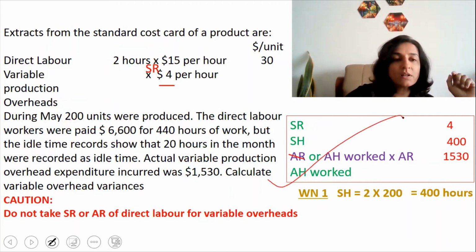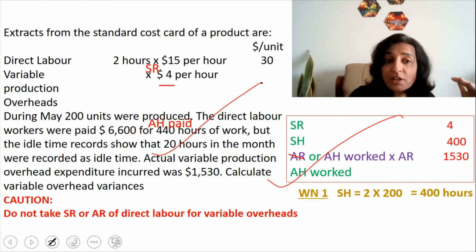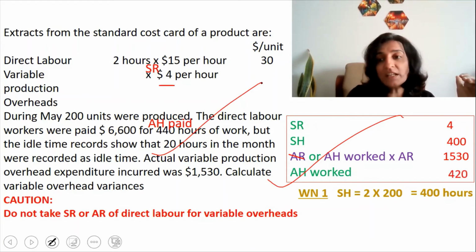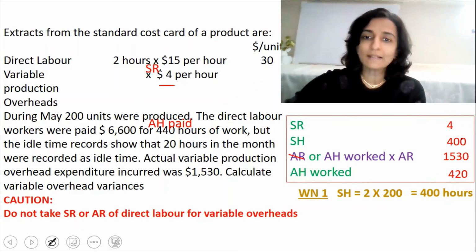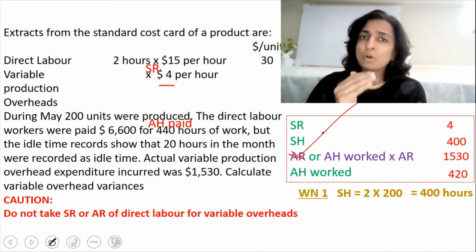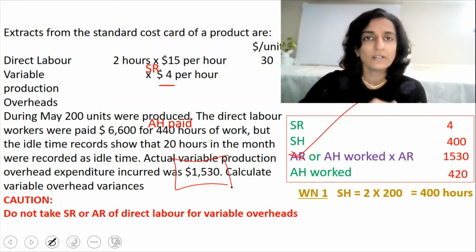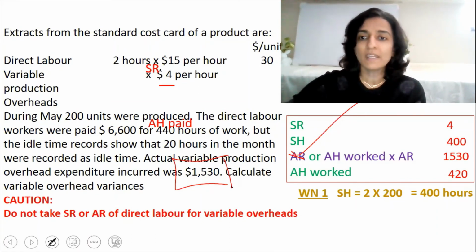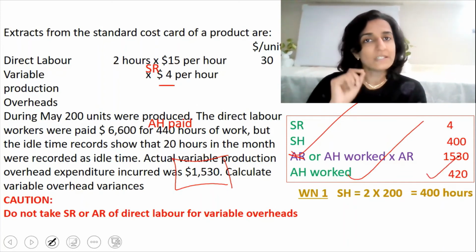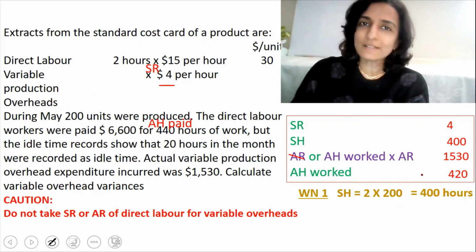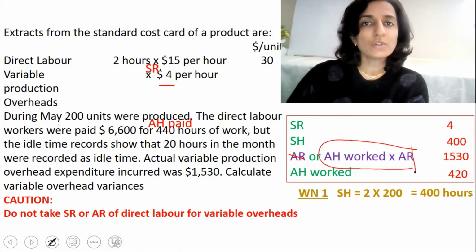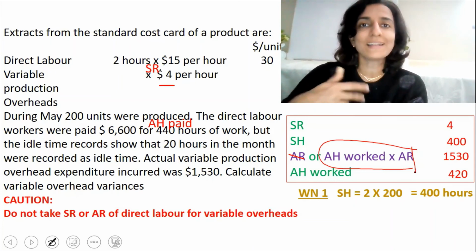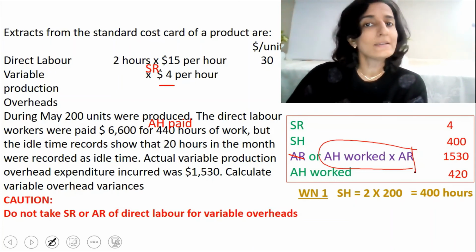Now coming to actual hours worked. 440 hours is the actual hours paid and 20 hours is the idle time. So what is the actual hours worked? It is 440 minus 20 or 420 hours. So I'm keying in that too. Now, just for your information, we could also calculate the actual rate and key in the format. What is the actual rate? It is $1,530, that is the actual variable overheads, divided by the actual hours worked of 420. So you will get the actual rate. Now, the calculation of actual rate is not necessary because we can get the variance by just substituting this total figure, that is actual hours worked into actual rate. So if you calculate the actual rate, it is an additional step. So you can easily avoid it and still get the very same answer.